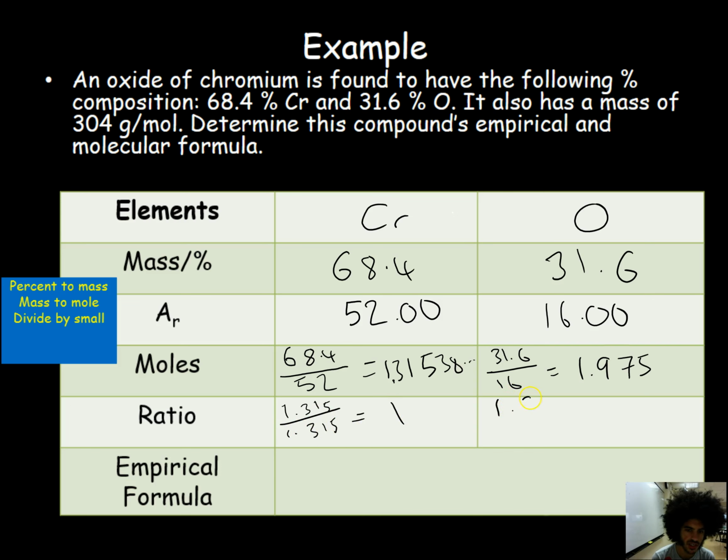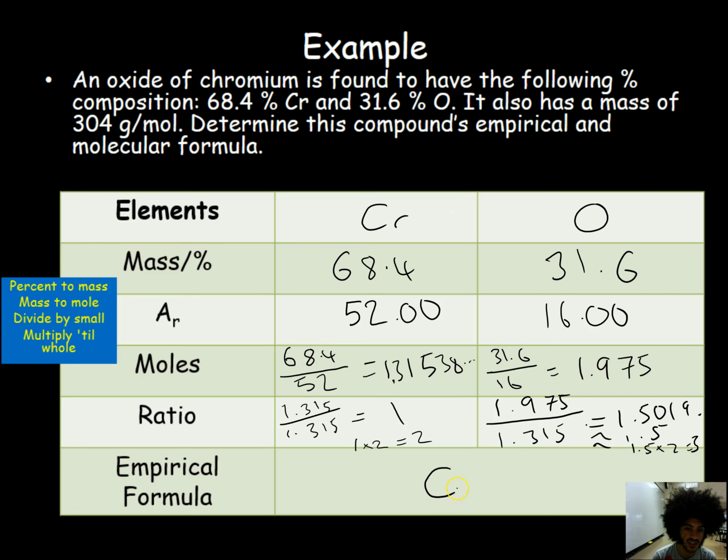In this case, it's going to be slightly different. So 1.975 divided by 1.315 will equal basically 1.5019 and so on, which equates to 1.5. Okay. Last step is to multiply till whole. So if I'm going to multiply this to whole, I need to get rid of this 1.5. So timesing it by 2 I think is going to work. So 1 times 2 equals 2, and then 1.5 times 2 equals 3.